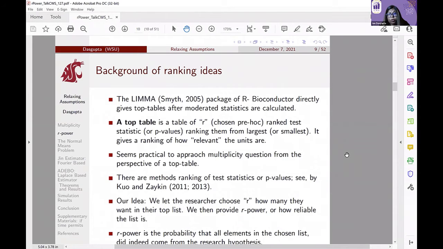So also, most people who are doing this kind of analysis use software. Limma in R, actually in Bioconductor, gives you what is called a top table. What is a top table? After you've done your hypothesis, it gives you the top ranked test statistics, so the top ranked units of your test. And the way you create your top table is you ask R to say, I want the top 10, or I want the top 20, or I want the top 50.